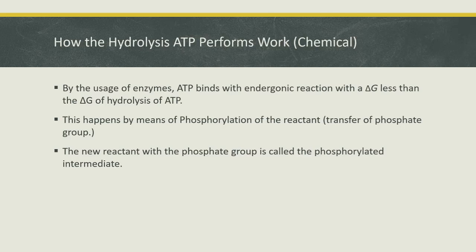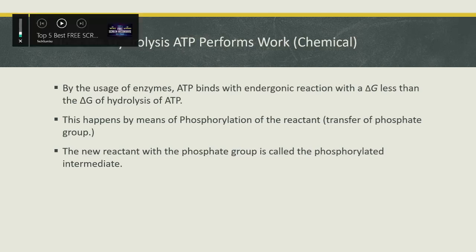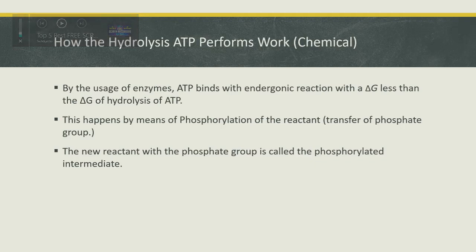And in this case, this is based on the usage of enzymes. ATP binds with endergonic reactions with a delta G less than the delta G of hydrolysis of ATP. What does it mean? As ATP binds with endergonic reactions, the reactions that are going to be using this ATP might be the ones whose activation energy, or this delta G, is less than the energy of hydrolysis, which kind of makes sense because if a reaction actually needs more energy than the one that we can produce, the reaction is just not going to happen.